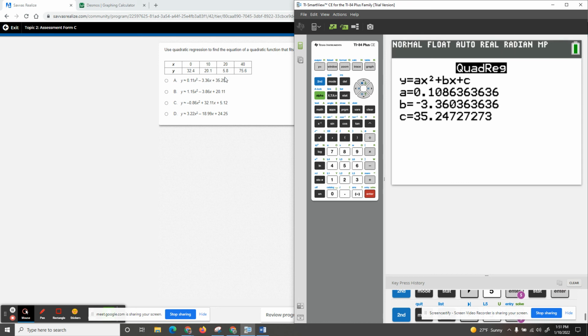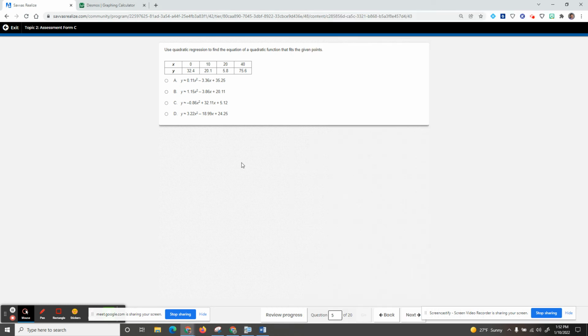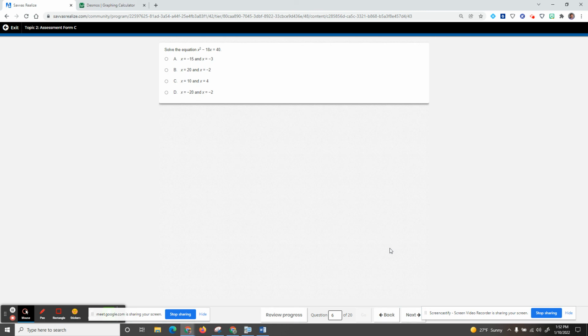So it says round to the nearest hundredth, so 0.108 will round to 0.11. So it's looking like A is your answer. Negative 3.36, that matches the B value there. And then for C, 35.2, that 4 will round to a 5, so 35.25. So A is your answer there. So that would be answer choice A. Again, I'm not going to make you do this on the test because not all of you have your graphing calculators at home. If we were in class, you would obviously just borrow mine, but in fairness, we will take that question out. Number 6, solve the equation x squared minus 18x equals 40.